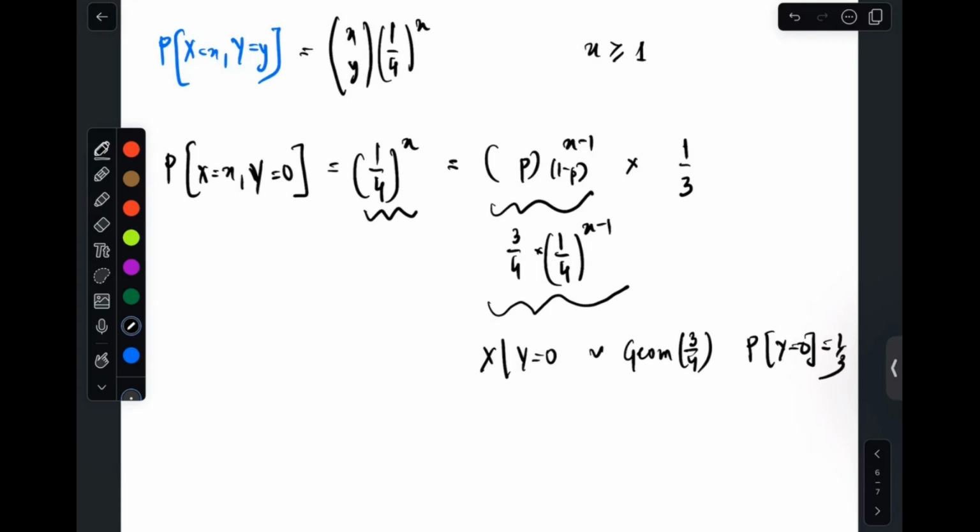When you do it for y greater than 1, let's say if you do it for y is equal to 1, that is where it turns out to be hard because it's x choose 1 now. So it's x into 1 by 4 whole to the power x. And that's where you can relate it to something called negative binomial because the choose is there. So that's homework for you.